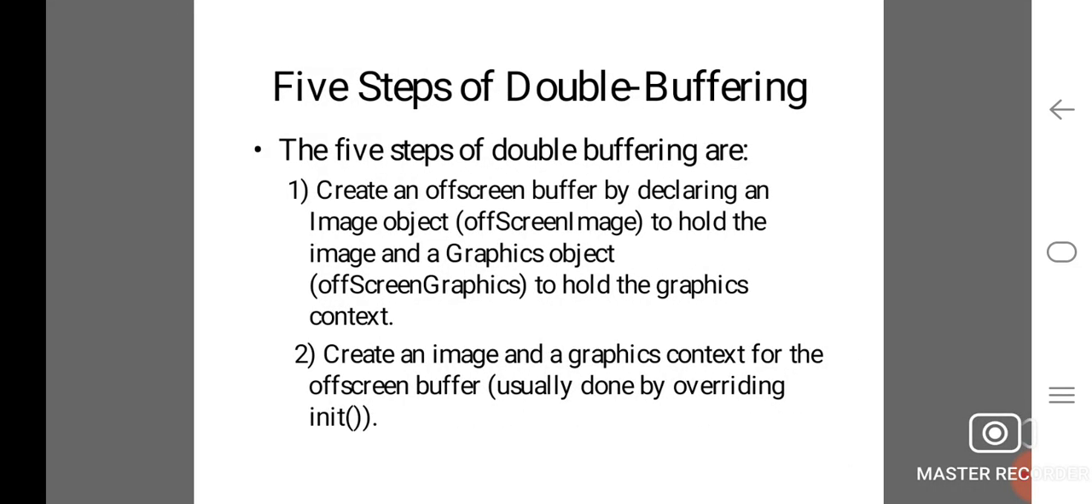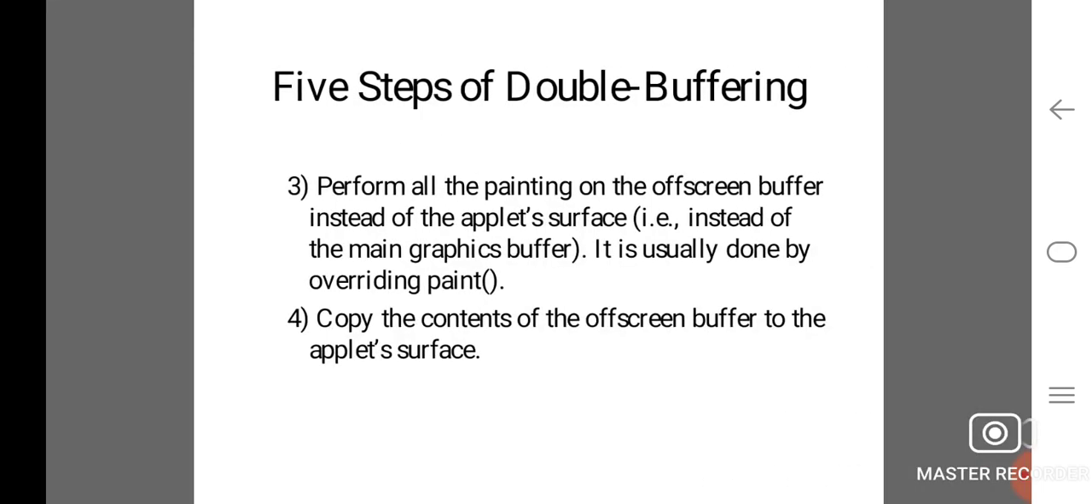Five steps of double buffering. One, create an off-screen buffer by declaring an image object, that is offscreenImage, to hold the image, and a graphics object, that is offscreenGraphics, to hold the graphics context. Two, create an image and the graphics context for the off-screen buffer. It is usually done by overriding init.